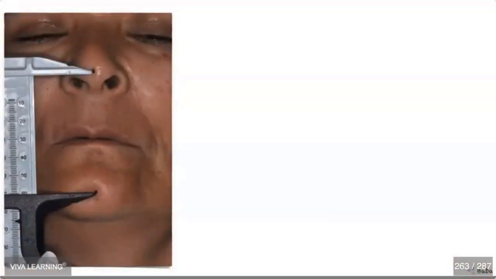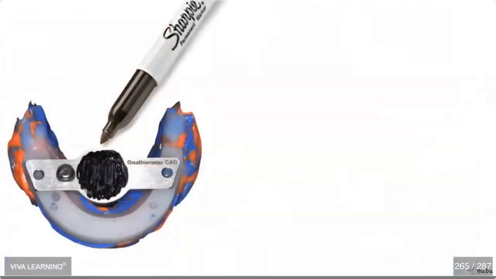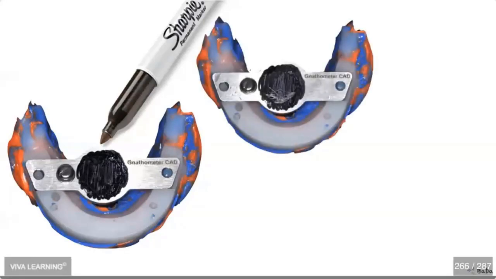So all I have to do now, once I establish the ideal vertical dimension that I want, is go ahead and take another measurement of the bipupillary line and the Camper's line. And then these numbers are going to be sent back to the lab technician one more time. At that stage, I'm going to take a Sharpie pen, apply it to the metal of the gnatometer CAD, which is on the mandible. And I'm going to have the patient go forward and back, right and back, left and back, multiple times.